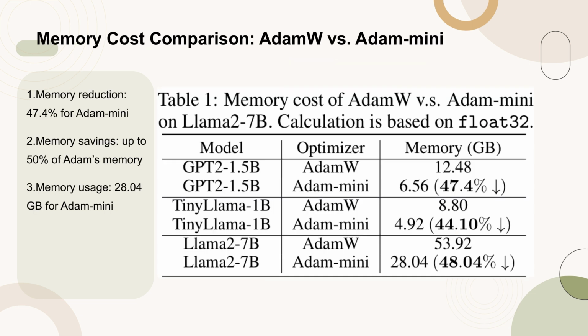Table 1 presents a comparison of the memory costs between AdamW and Adam Mini optimizers when applied to the Llama 2-7B model. The data is calculated based on float 32 precision. Key findings include a significant memory reduction of 47.4% for Adam Mini compared to AdamW, resulting in substantial savings of up to 50% of Adam's memory. Specifically, Adam Mini uses 28.04 GB of memory, demonstrating its efficiency in resource utilization.